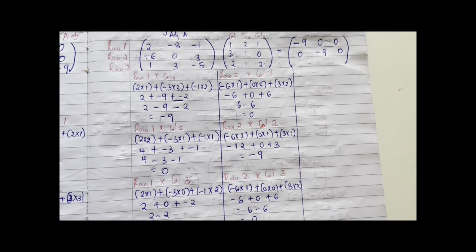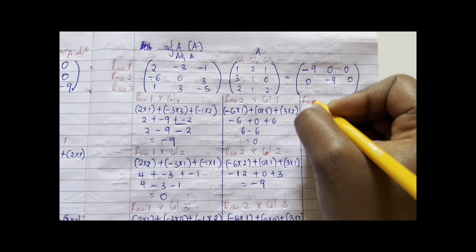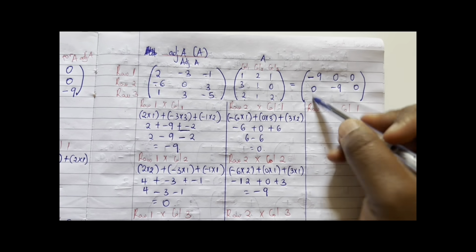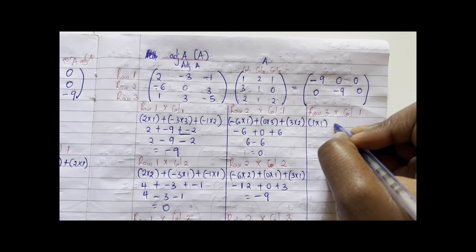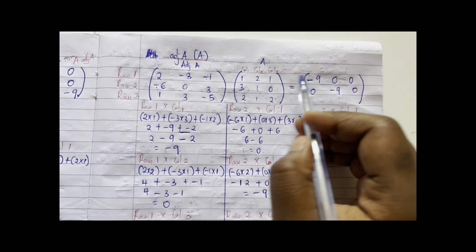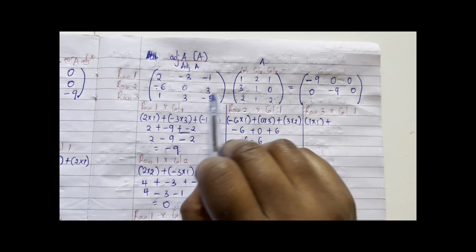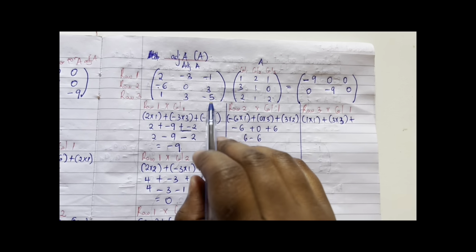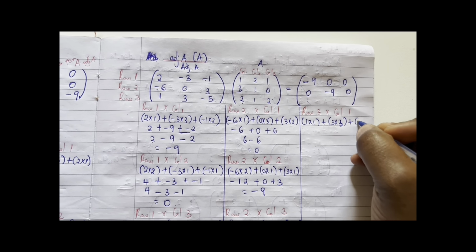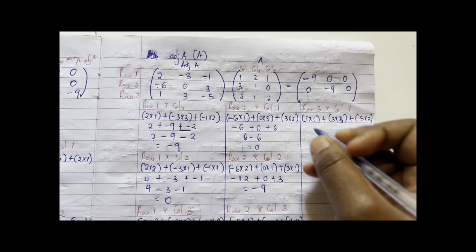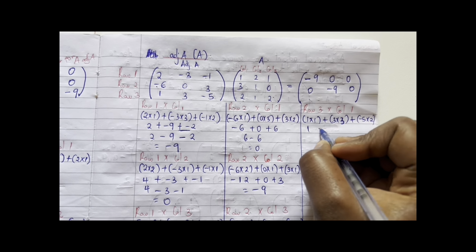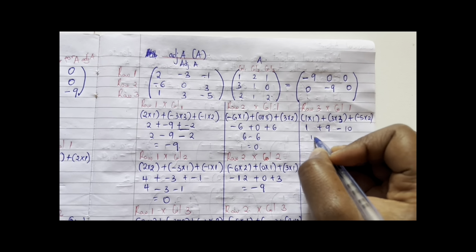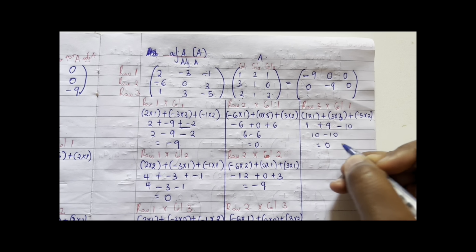Then we move to row 3 and multiply with all columns in A. So we start with row 3 times column 1, which will be 1 times 1 plus 3 times 3 plus negative 5 times 10. That's 10 minus 10, which is 0.